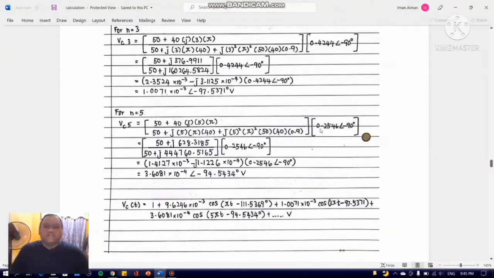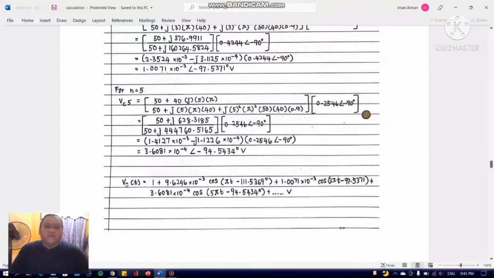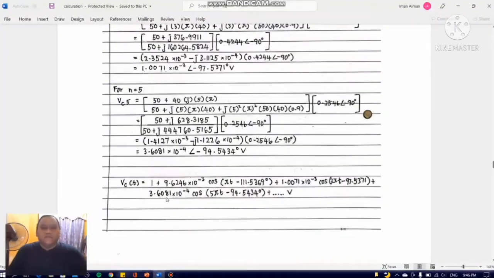The value of Vs is 0.2546 with the angle -90 degree. We've got the answer 3.6081 × 10^-4 with the angle -94.5434 degree volt. And for VC total, we've got the A0 with the value of 1, and we just put the values for n equal to 1, n equal to 3, and n equal to 5 into the equation, and we've got the answer for VCT. And that's all from me.